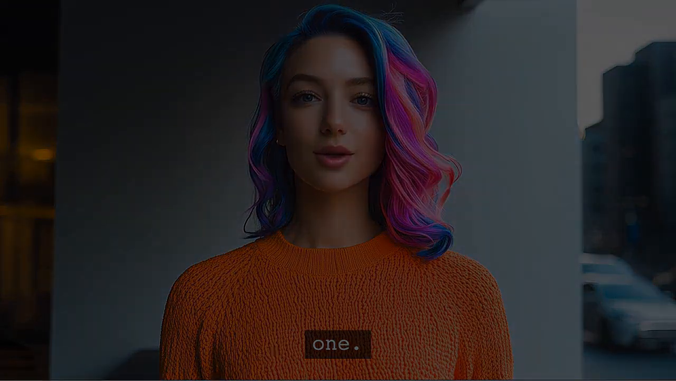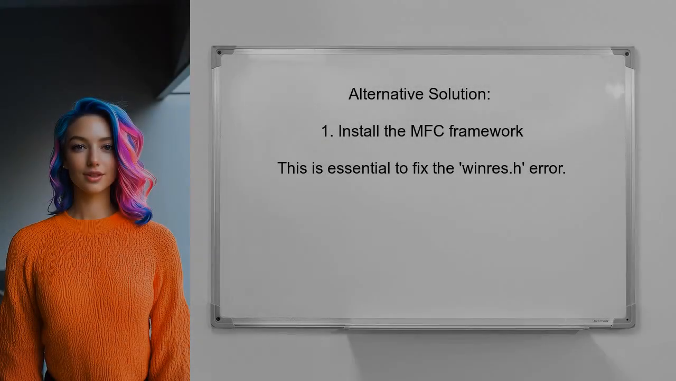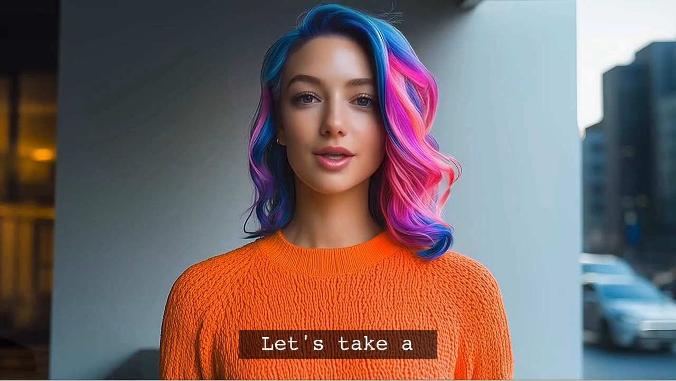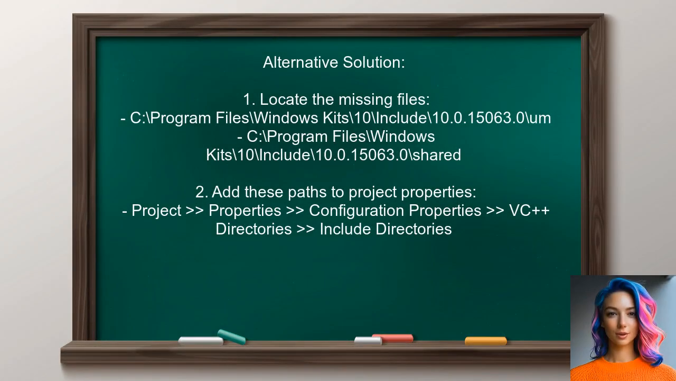Let's explore another one. An alternative solution provided by another user is to install the MFC framework. This step is crucial for resolving the error related to the missing winres.h file. That's all on that answer. Let's take a look at another one. An alternative solution provided by another user suggests that the missing winres.h file can be found in two specific directories. They recommend adding these paths to your project properties.